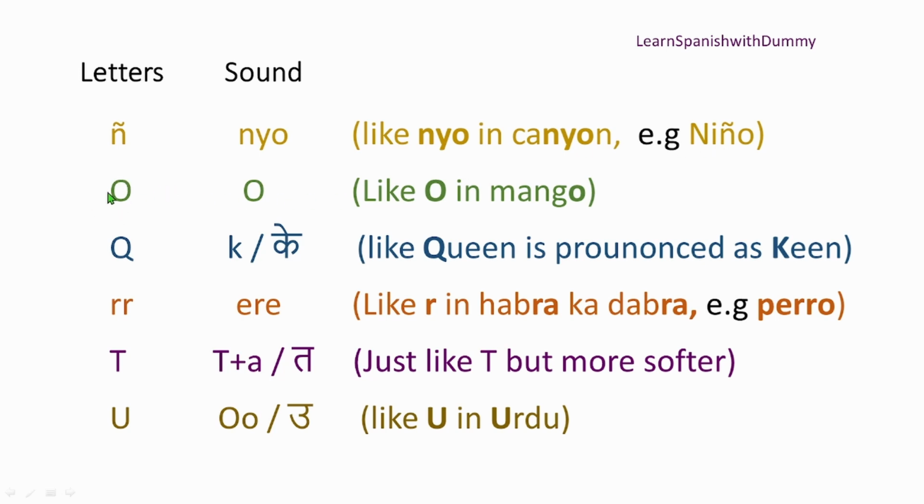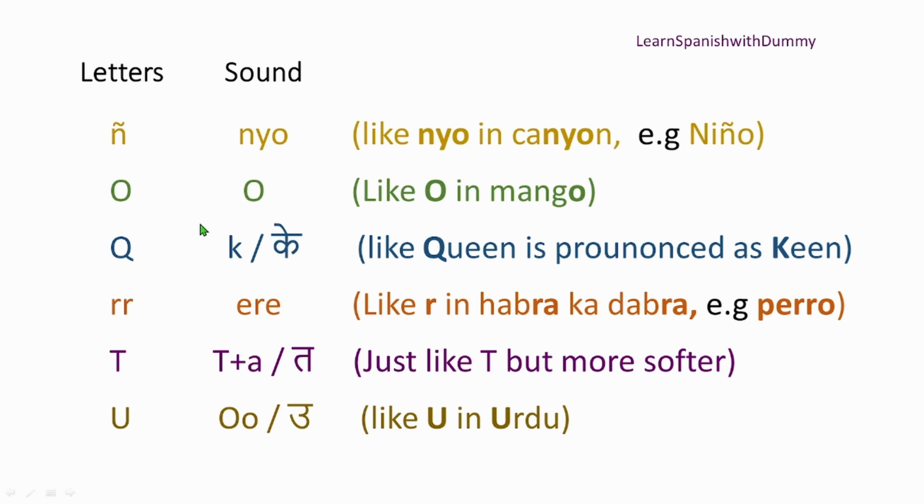Now we've got O. O is just like O, but in Spanish we stretch it a little bit. Like this mango, we say in Spanish mango. You can see that O part. So just stretch it a little bit, but it's pretty much the same. It's exactly the same.